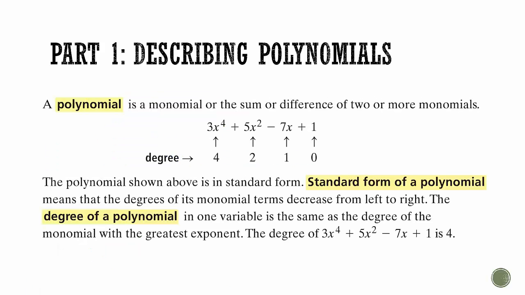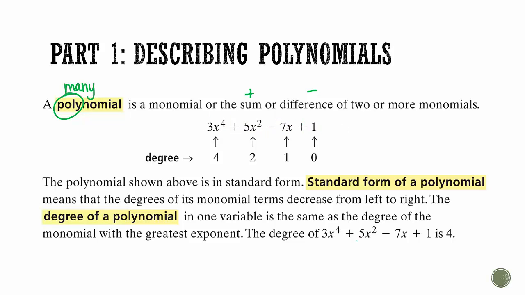So then a polynomial is a monomial or the sum or difference of 2 or more monomials. Poly means many. So sum or difference, add or subtract 2 or more monomials. So each one of these guys here is a monomial. And then when we start adding or subtracting them together, this whole thing is called a polynomial.